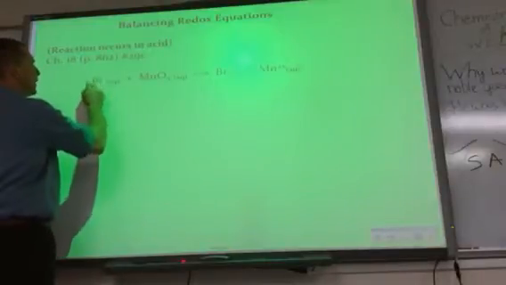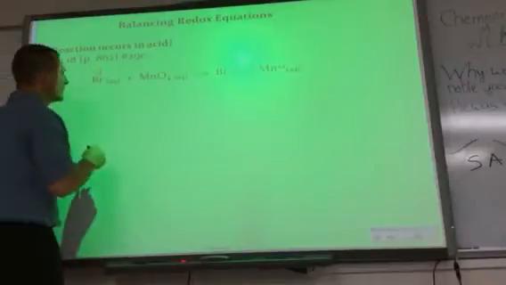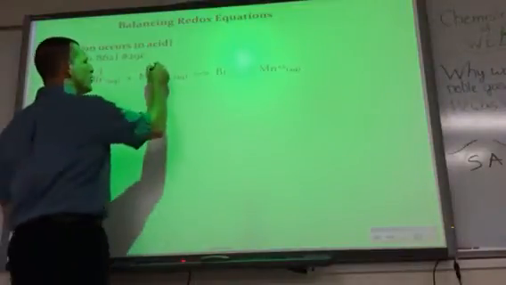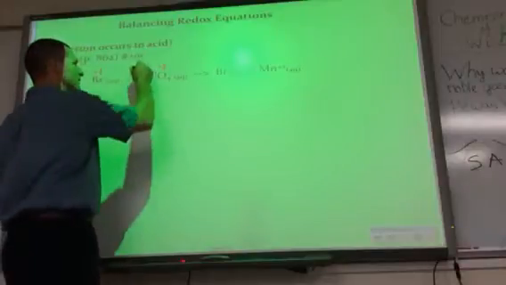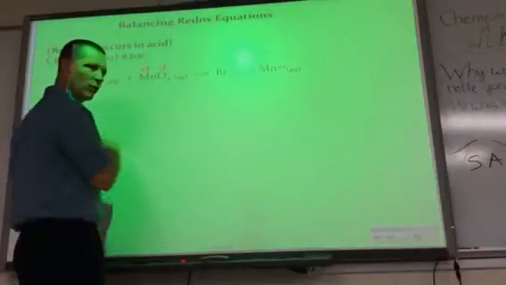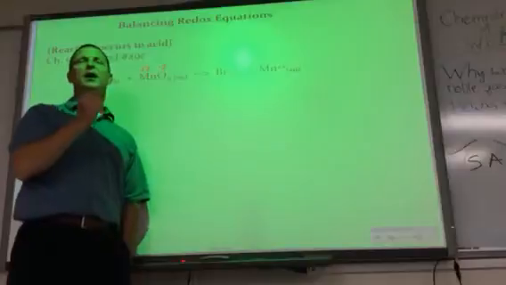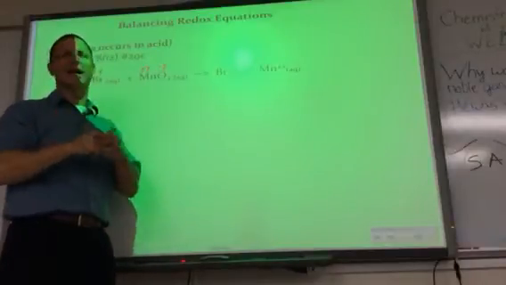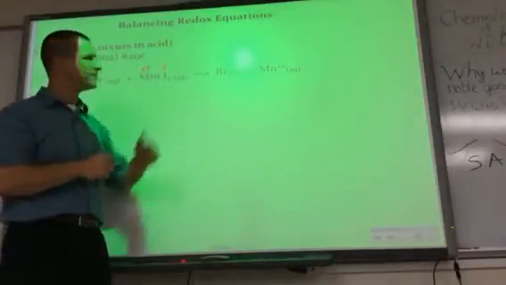So Br with the -1, what's its oxidation number? -1. MnO4 negative, the permanganate ion. We know the O is -2. What's the Mn? +7. That's right. Got a -8 here. What plus -8 equals -1? It would be +7. +7 is a very high oxidation number. So this is a pretty reactive ion. The permanganate ion is involved in a lot of redox reactions. That always is going to reduce.